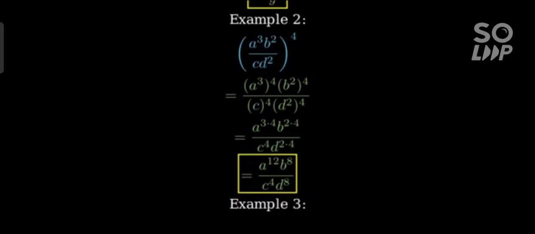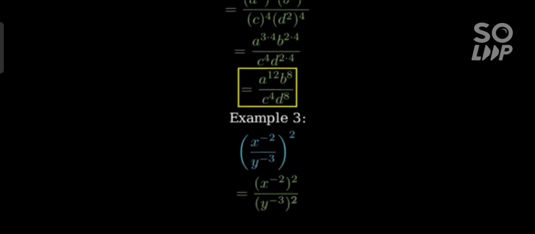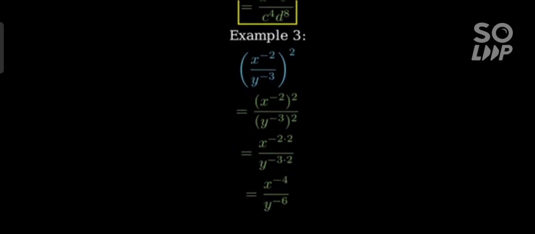Here's our third example, the fraction x to the negative 2 over y to the negative 3, all raised to the 2nd power. Let's solve this carefully. First, we distribute the power of 2 to both terms. For x to the negative 2, we multiply negative 2 times 2, getting negative 4. For y to the negative 3, we multiply negative 3 times 2, getting negative 6. Our final answer is x to the negative 4 over y to the negative 6.